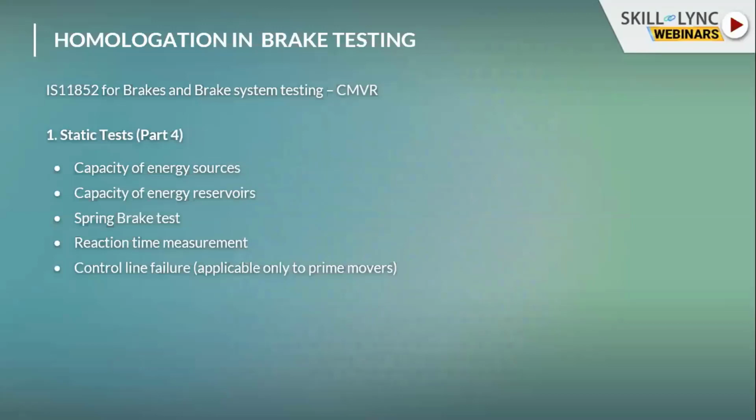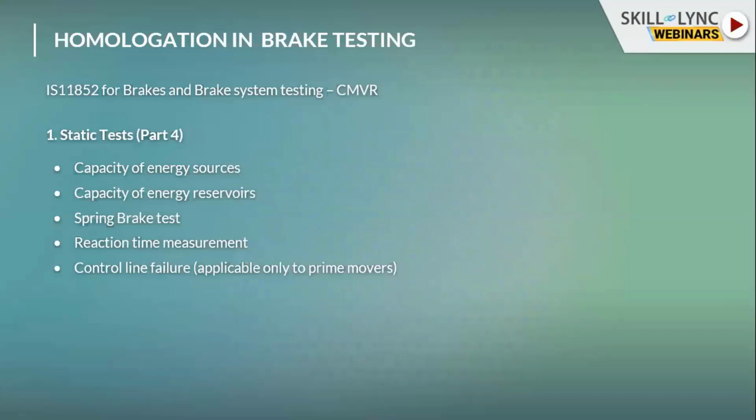vehicle to be certified for brakes and brake systems. These come under part four for the static test, and part three and part nine for the dynamic test, which will be seen in the next slide. Coming under part four, there are five important tests for any vehicle. I need to say this part four is applicable only to vehicles equipped with compressed air, or the pneumatic air or air assisted braking system.